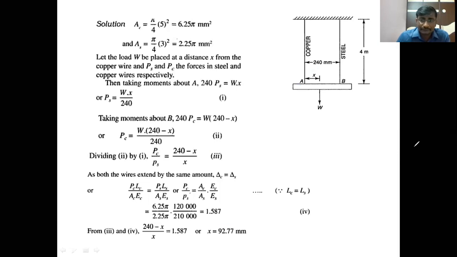Up to now, we have determined the position of the load on the horizontal bar. Clear, students? After getting the X value, we can substitute it in equation 3. If we substitute, we can get PC in terms of PS. So PC equal to how much? From equation 4, PC equal to 1.587 into PS. Let's go for the next slide.